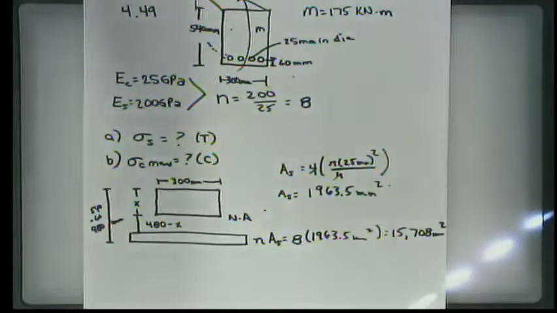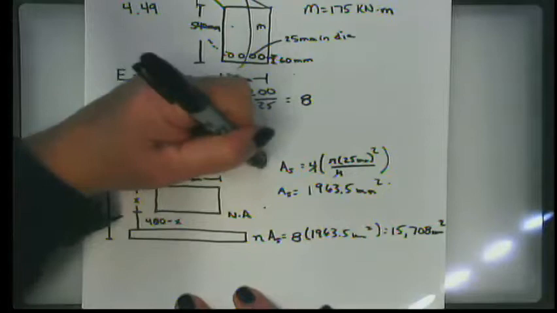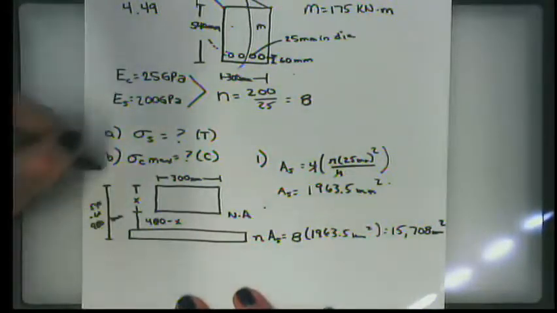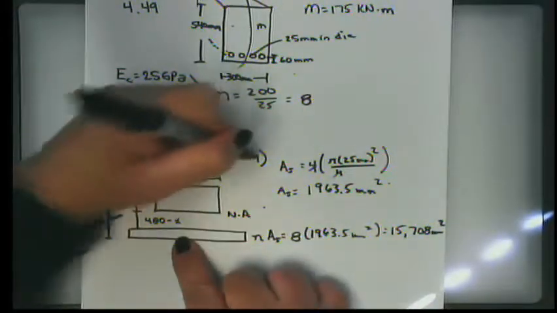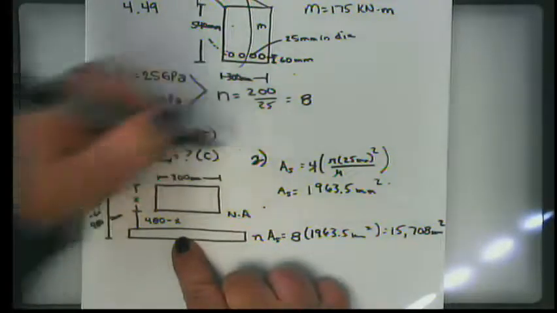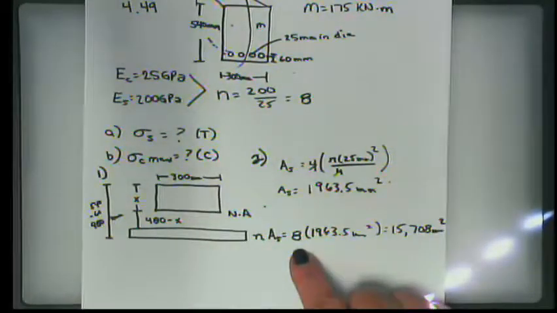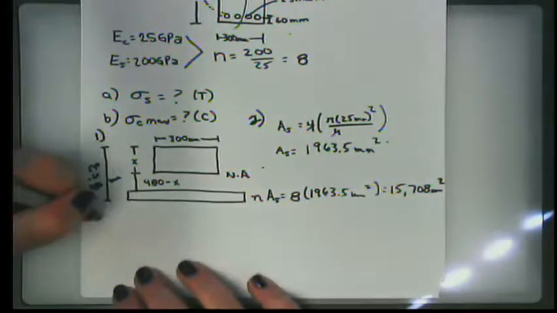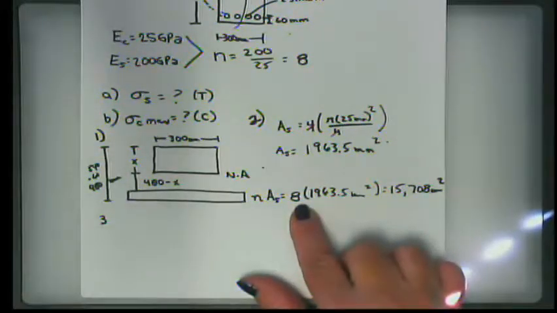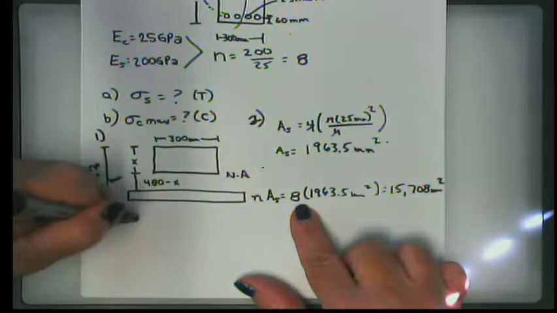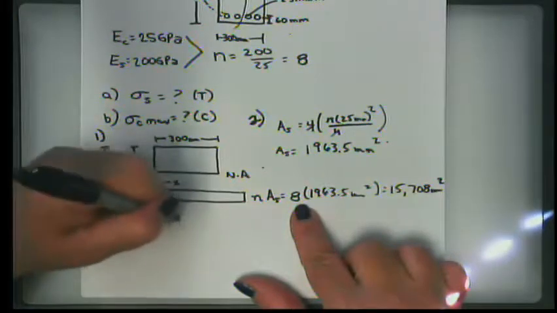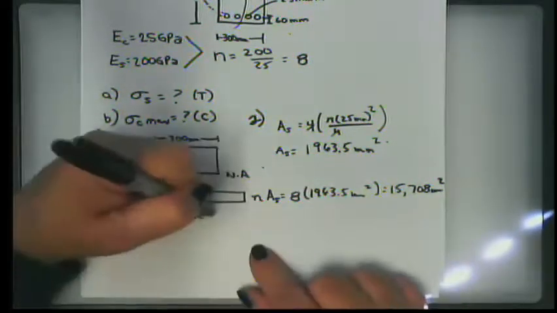All right. Now the next, so this is the first thing I need to do. Well, I guess this is really the first thing I need to do. I need to draw this transformed section. The second is to compute the transformed area of my concrete, of my rebar. And the third is to locate the neutral axis, which means basically solve for x.